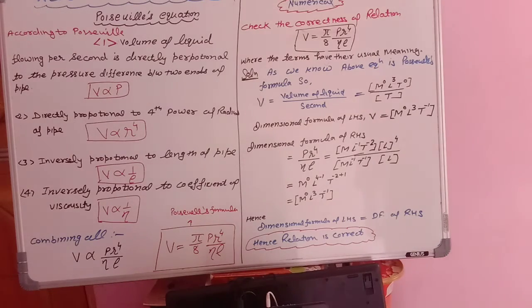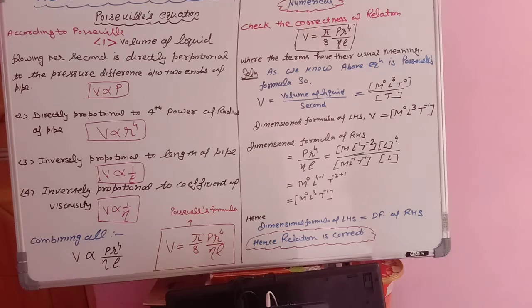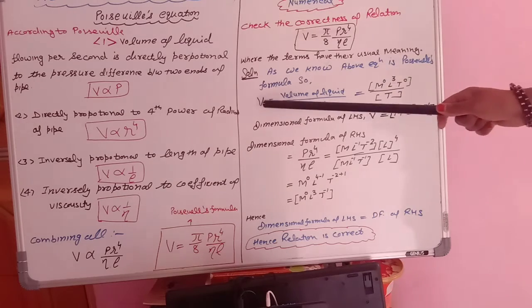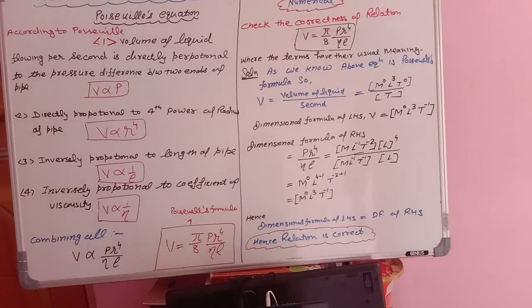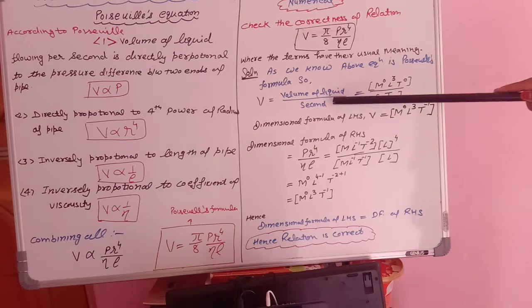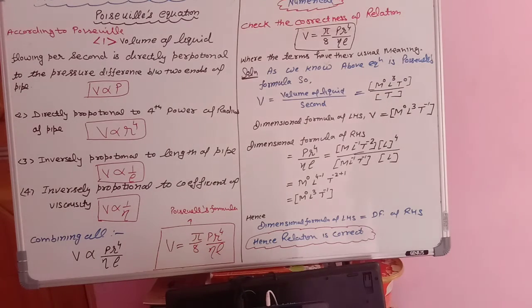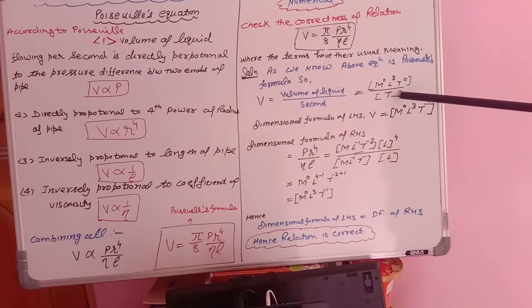Okay, so dear students, here you need to first identify which formula it is. So you have to write that, as we know, the above equation is Poiseuille's formula. So what is V? V is the volume of liquid per second. So what is the dimensional formula for volume? Volume means length cube, so it is M naught L cube T naught. And T is the time.